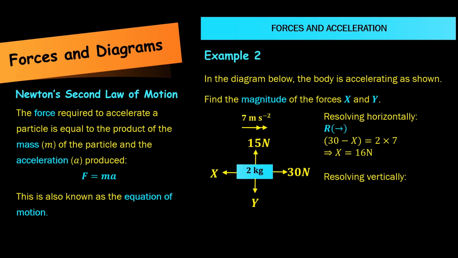And resolving vertically gives us 15 minus y, which is the force, equals 2, which is the mass, times the acceleration, which is 0. And therefore, we have that y equals 15 N.